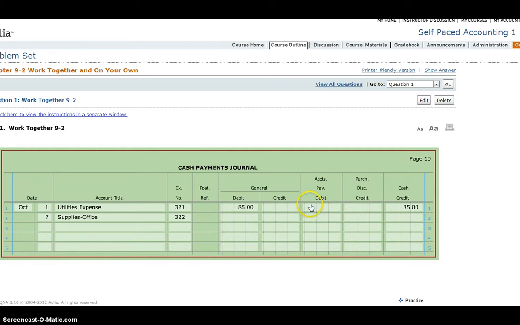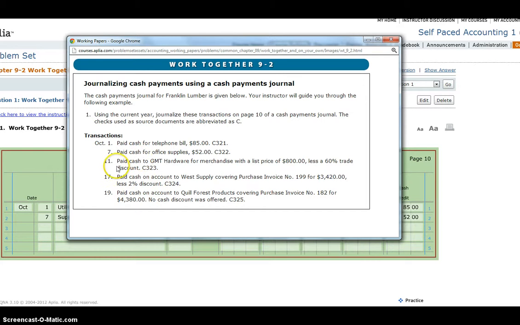We know that for a fact, and that means we have to debit something. So right here, the accounts payable debit column, we could use that or we could use the general debit column. We know that supplies is an asset, so it is not an accounts payable account or liability. That won't work. So that means it goes right here in the debit column. Once again, we put down $52 in the general debit column, and then because we're writing a check and paying cash, we go to the cash credit column. Very simple.